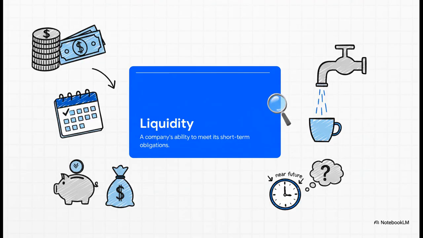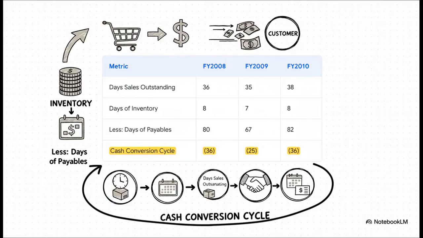The first vital sign is liquidity. In simple terms, this just means, does the company have enough cash or stuff it can turn into cash quickly to pay all its bills that are due soon? It's really about day-to-day survival. One of the best ways to measure liquidity is with something called the cash conversion cycle.